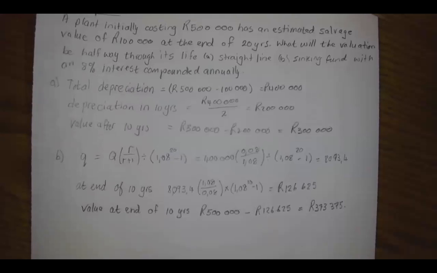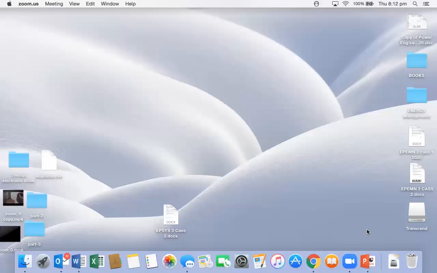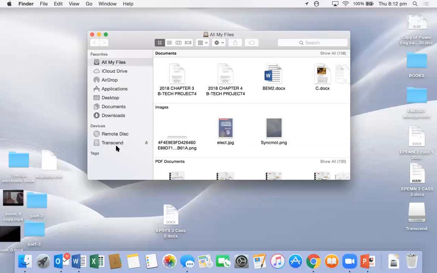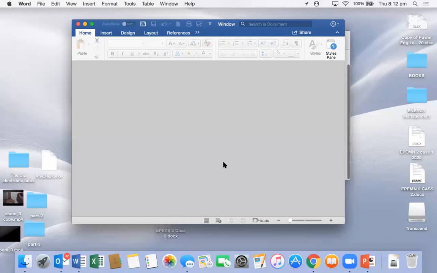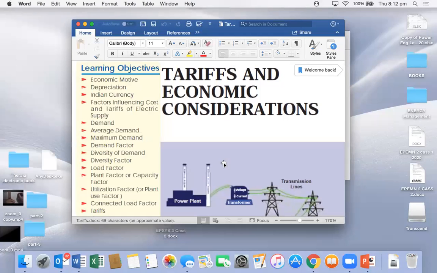If we now go back to the desktop, if I can find it again. Well, actually, I have to have two computers to do this.